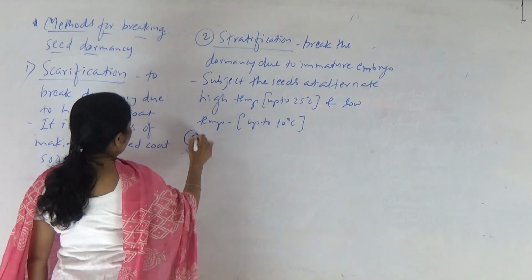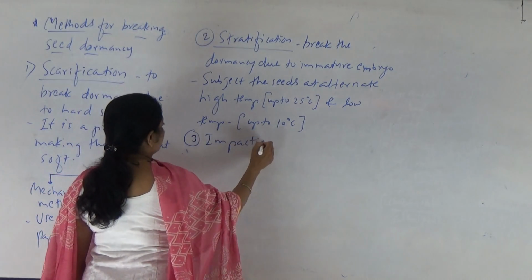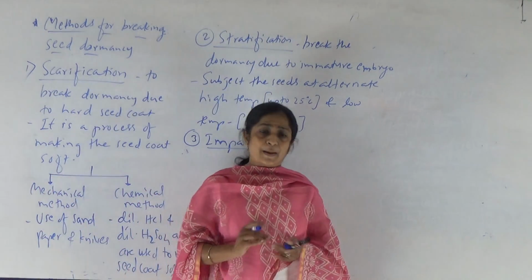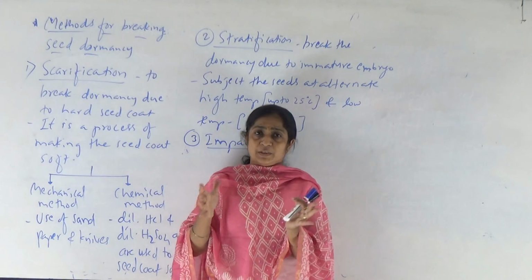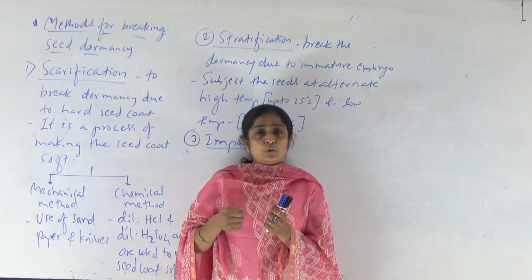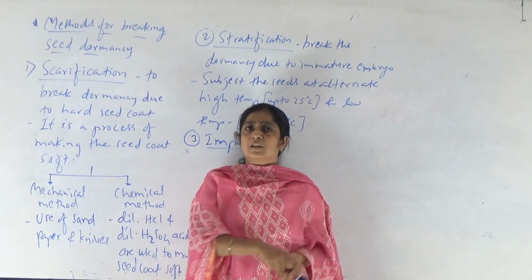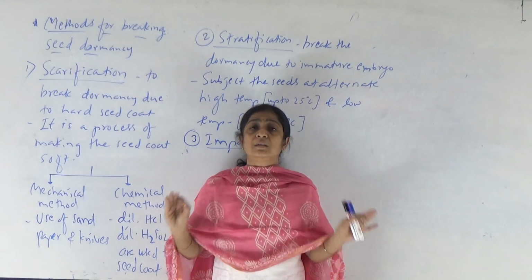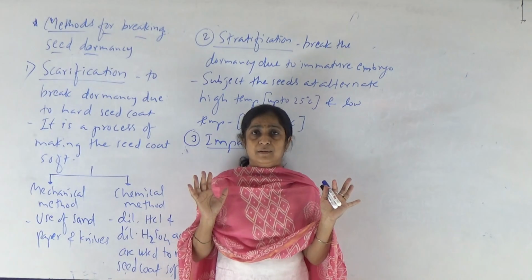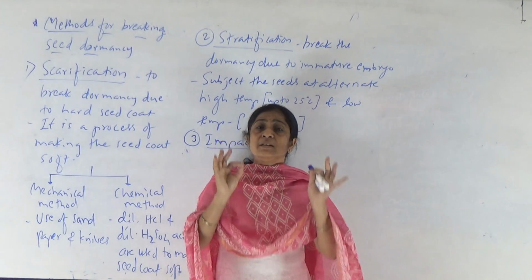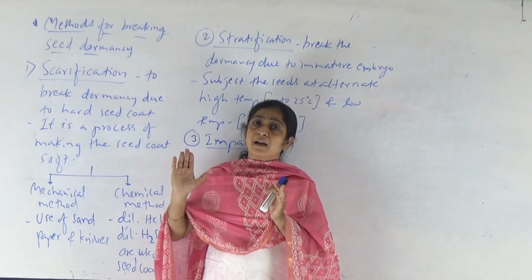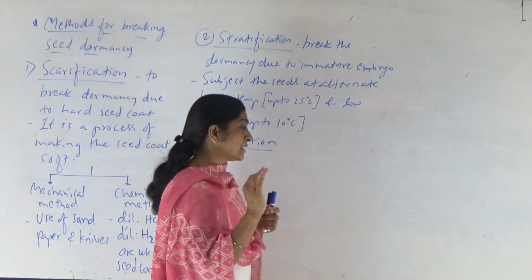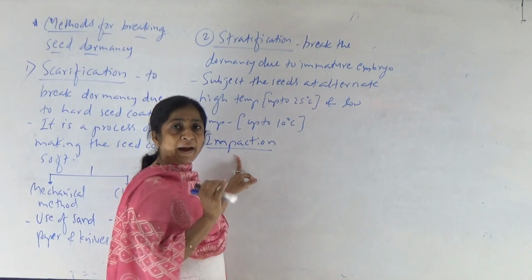Okay. Then the third method is impaction. Impaction means what? Have you ever seen in rural areas that seeds are put in a sack or bag, the mouth of the bag is tied, and the bag is hit forcefully against a hard surface? That will help to remove the testa pore blockages. Here, seeds are hit against a very hard surface to remove the testa pore blockage. The method is known as impaction.